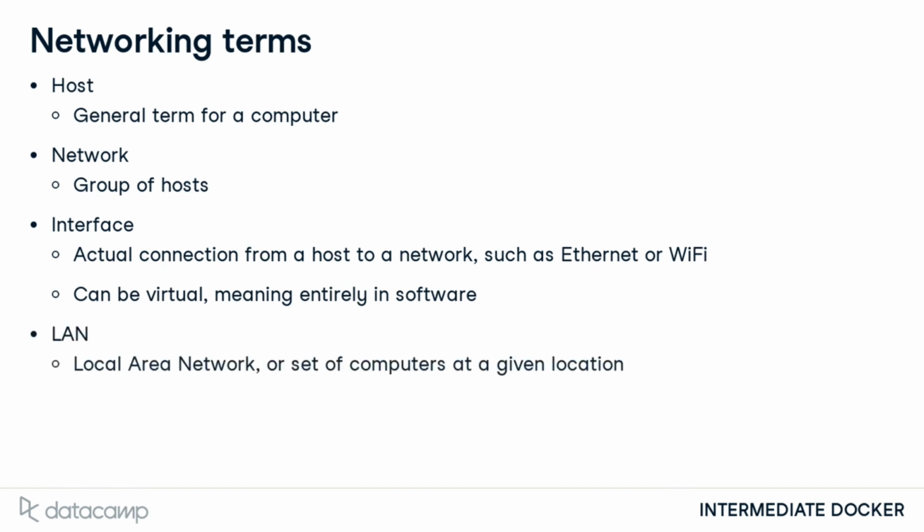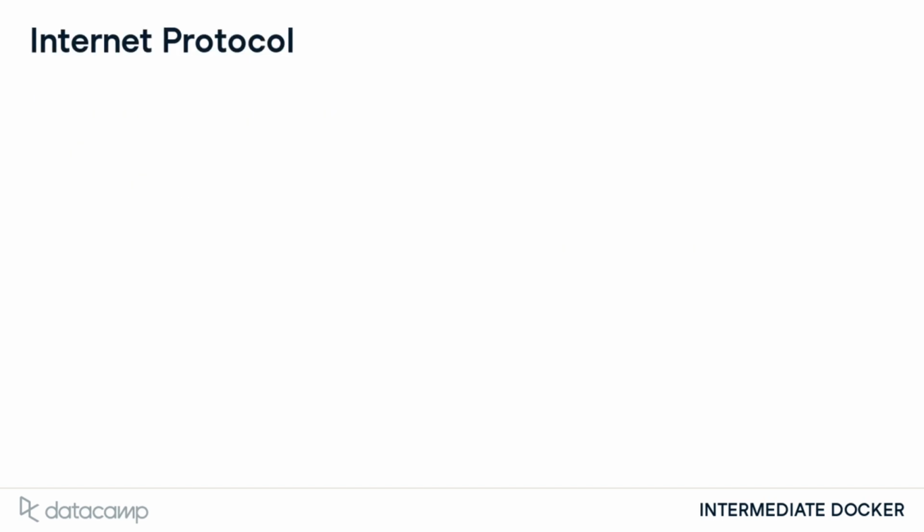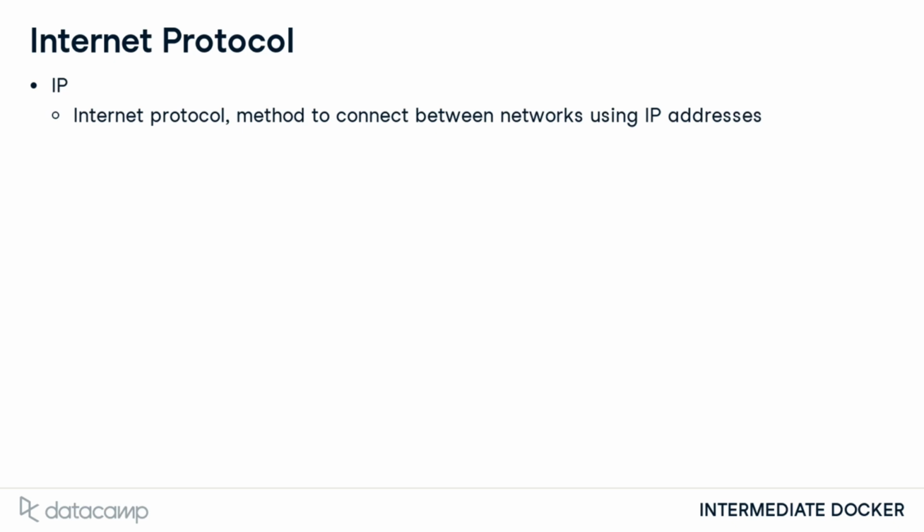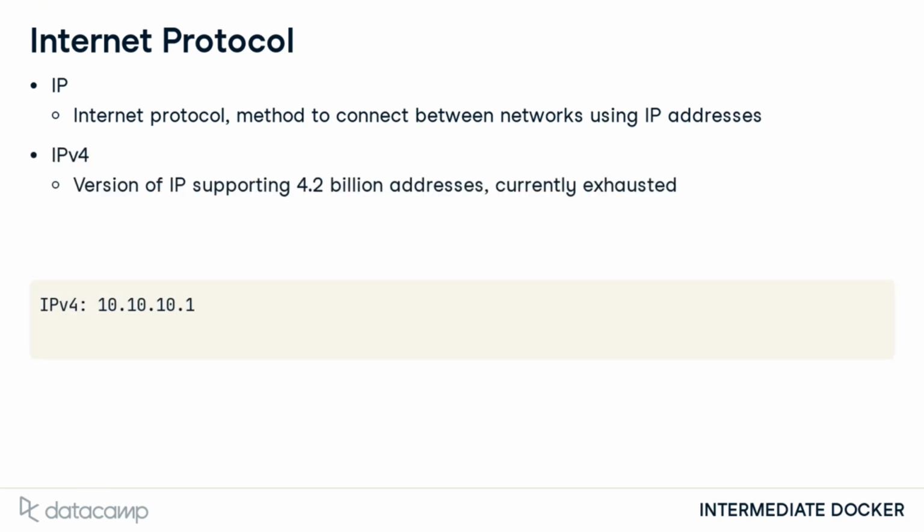A LAN references a local area network, a set of computers at a given location. There is also the term VLAN, a virtual or software-based LAN. You've probably heard the term IP, or Internet Protocol, a method to connect between networks using IP addresses. There are two types of IP addresses in use today, the first being IPv4. IPv4 is currently in use and supports approximately 4.2 billion addresses, though many are reserved for special purposes.